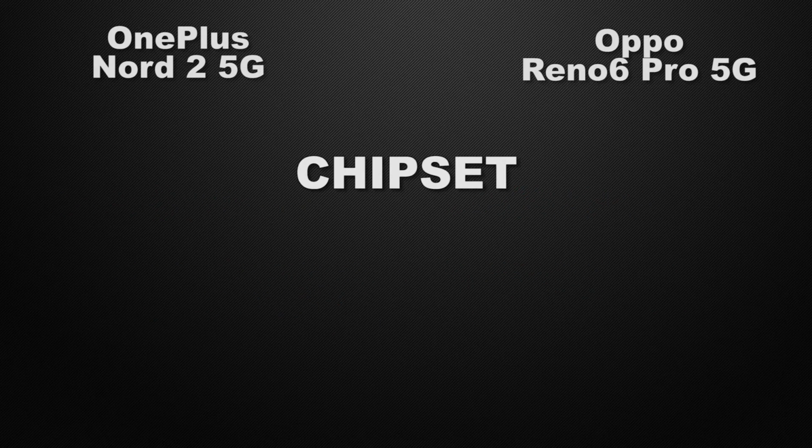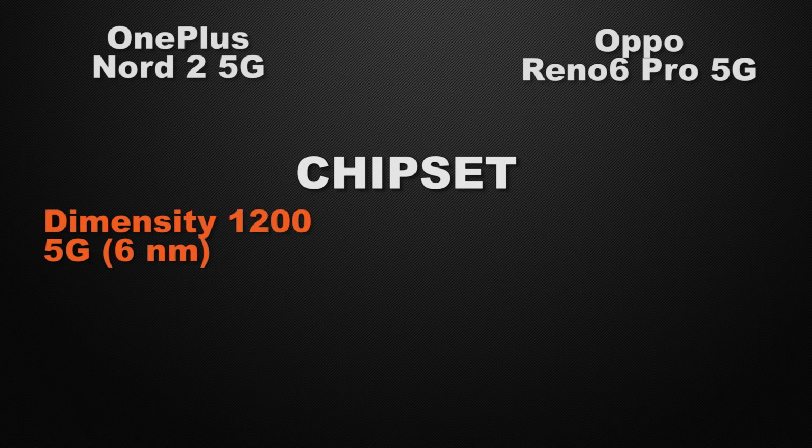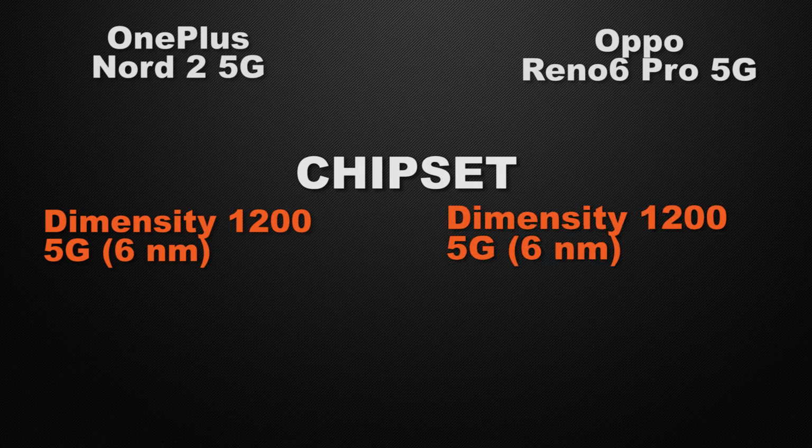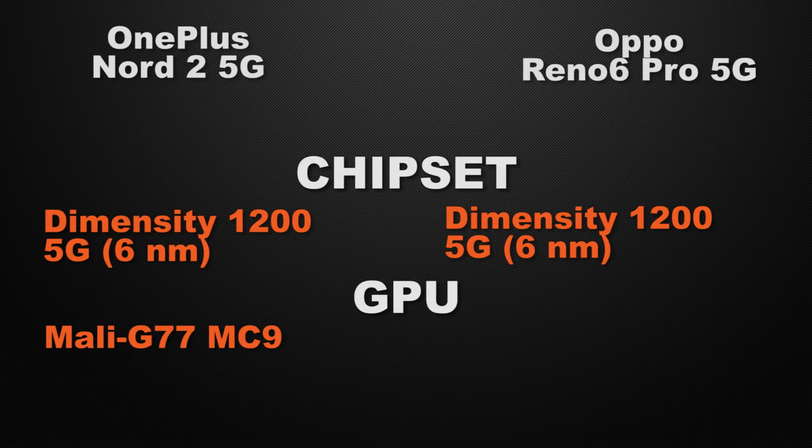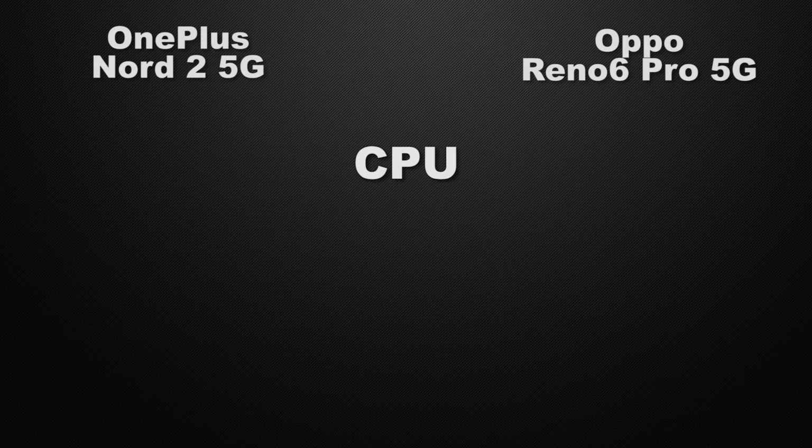Let's talk about the processor of the devices. Nord 2 is powered by Dimensity 1200 5G based on a 6nm processor, whereas Reno 6 Pro is powered by Dimensity 1200 5G based on a 6nm processor. So it's a tie because both devices have the same processor, which gives you the same processing speed. And about the GPU of the devices, Nord 2 is packed with Mali G77, whereas Reno 6 Pro is packed with Mali G77. So again it's a tie because both devices have the same GPU, which gives you the same FPS in games.